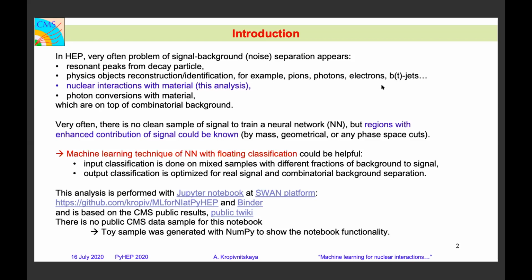A machine learning technique of a neural network with floating classification could be helpful in this case. So the input classification is done on a mixed sample with different fractions of background to signal, and the output classification is optimized for real signal and combinatorial background separation. This analysis is performed with a Jupyter Notebook at the Swarm platform, and the code is available on GitHub and on Bander. As I told you before, there is no public CMS data sample for this notebook, but a toy sample was generated with NumPy inside of this Jupyter Notebook to show the notebook functionality.